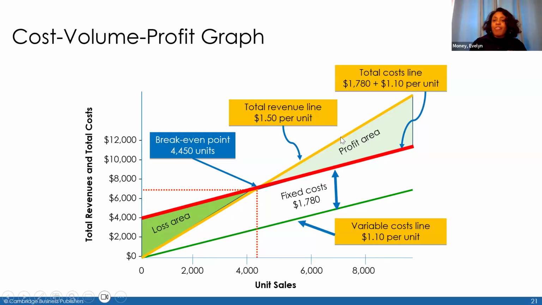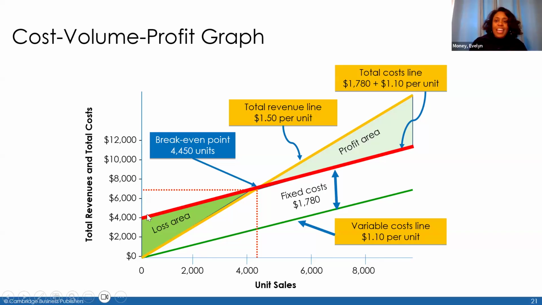And we can see it progressing upwards. The equation for this one is $1.50 times X, X being the level of sales. Now, for my variable cost line, same thing as the revenue line, in that it's starting at 0, 0. If I have no sales, then I have no variable costs. But it's $1.10. So my equation for this one is $1.10 times X. The difference between my variable cost line and my total cost line, of course, is just fixed costs.